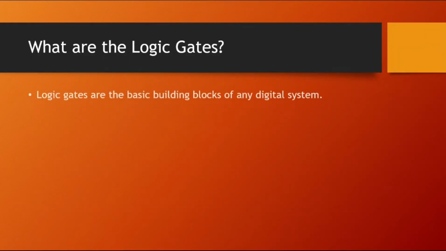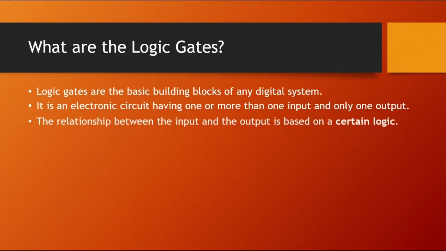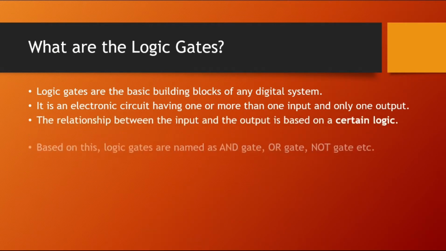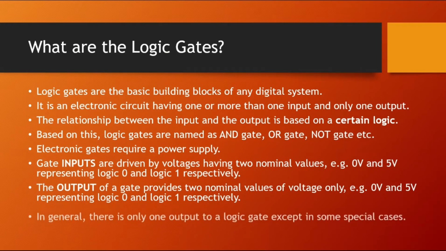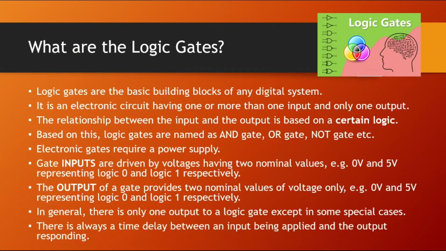So let us first talk about the logic gates. Logic gates are basically the building blocks of any digital system. They are electronic circuits which have one or more than one input and one output. It is not necessary that they should always have one output. They can have multiple outputs as well. But the relationship between their inputs and output is based on certain logic, and that logic makes the different gates like AND gate, OR gate, NOT gate, etc.